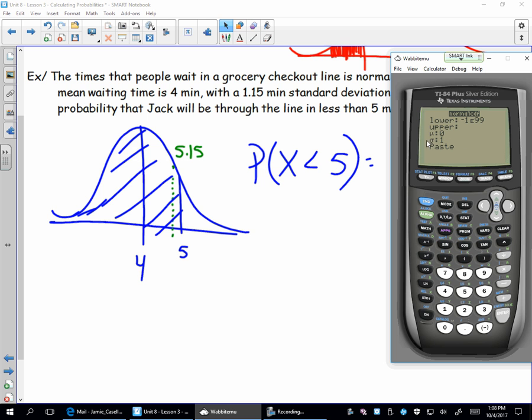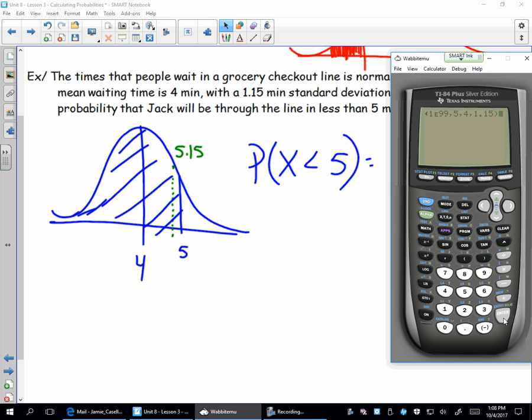In our question, we have to tell the calculator I want boundaries that go from negative 1E99 way over here all the way up to 5. That's my upper bound. The mean we are given is 4. My standard deviation is 1.15. The only thing we really have to change ever will be the boundaries, and then the information we're given, the mean and the standard deviation.